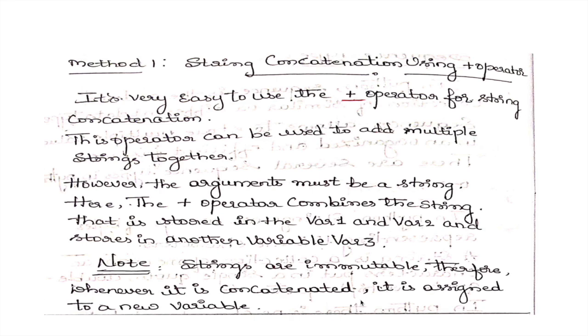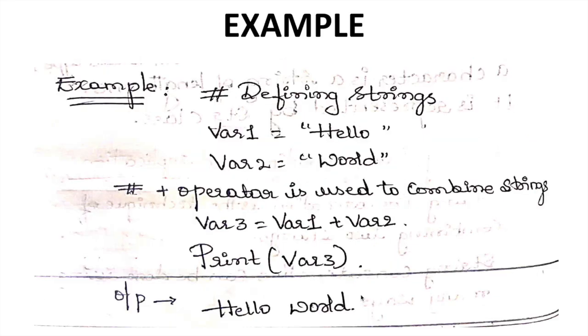Strings are immutable. Immutable means it's going to create a new variable to store the strings. I'm going to explain this in more detail in the upcoming videos. Now we should just concentrate on how to concatenate the two values using a plus operator.